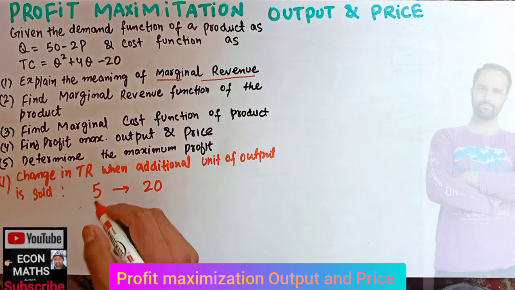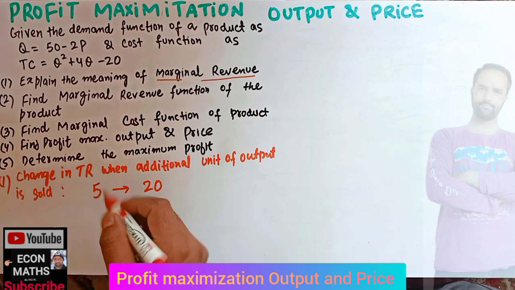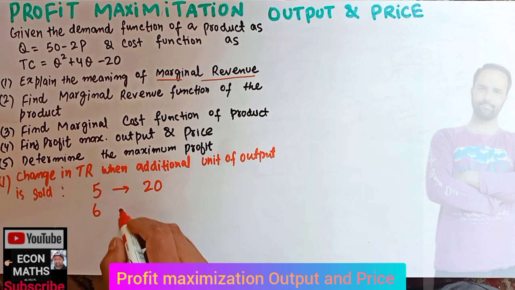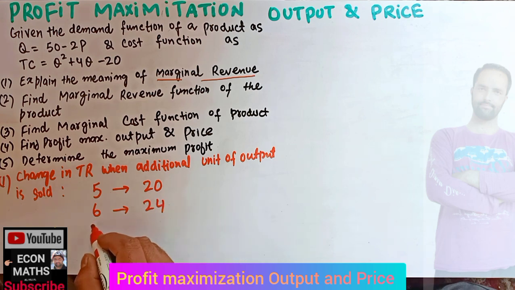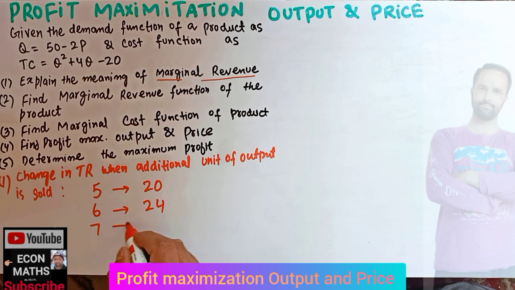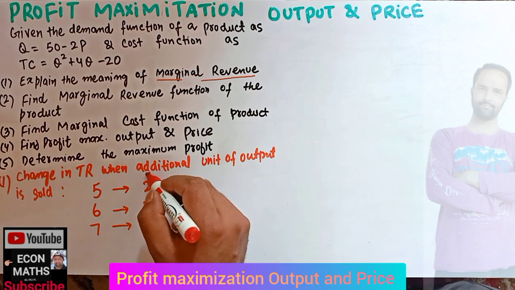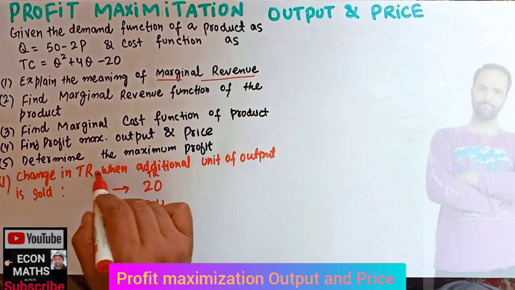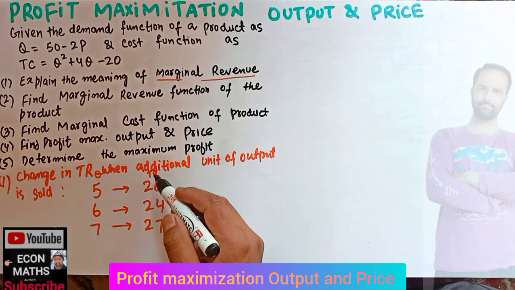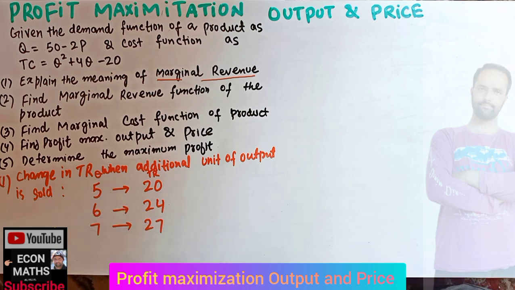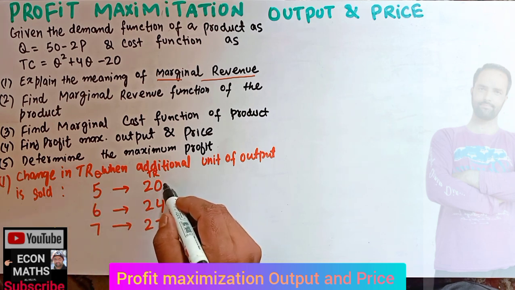Let us say when we sell 6 units, our total revenue is 24. Similarly, if I sell 7 units, let us say our total revenue is 27. So this is our total revenue, this is our output. Now what is meant by marginal revenue? Marginal revenue is simply how much our total revenue changes when we sell additional output.